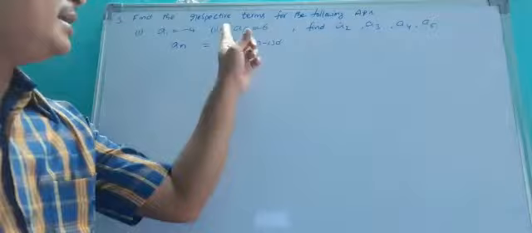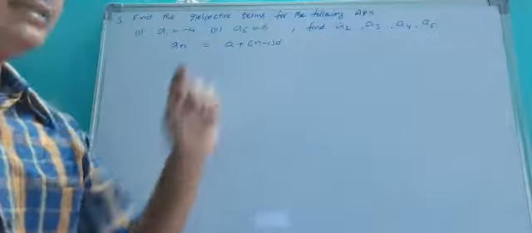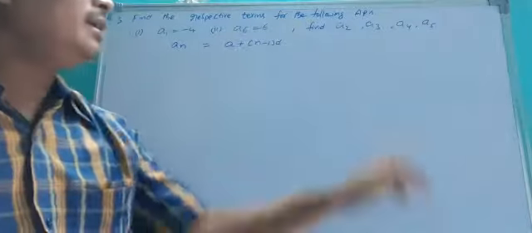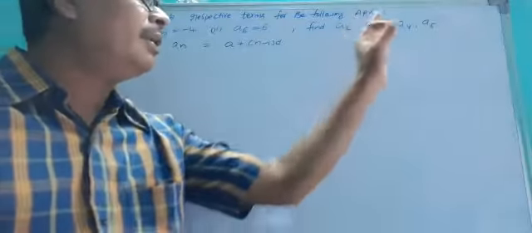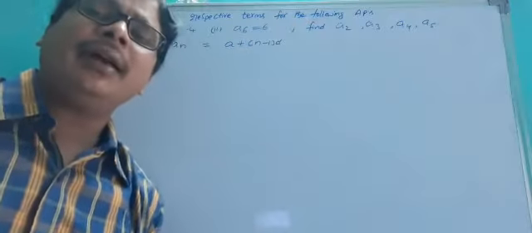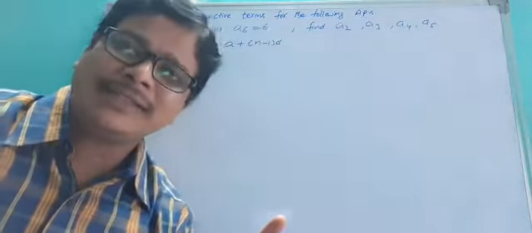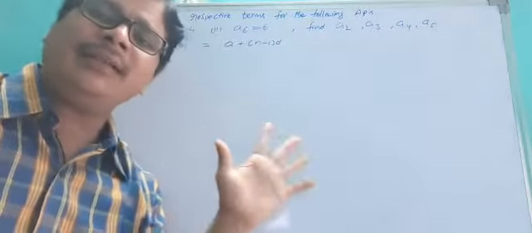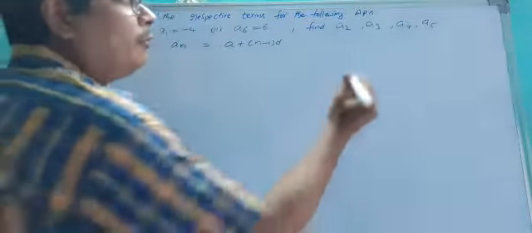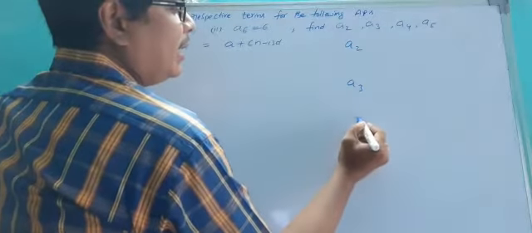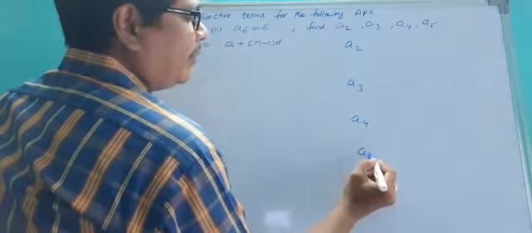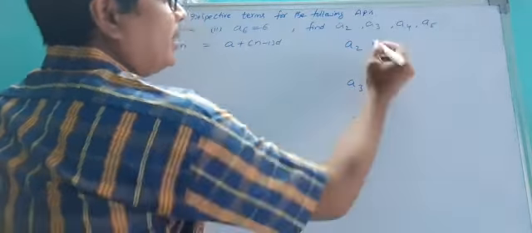Next question: A1, the first term, is given, and A6, the sixth term, is given, and you have to find A2, A3, A4 and A5. How do we find such values? Very simple question.